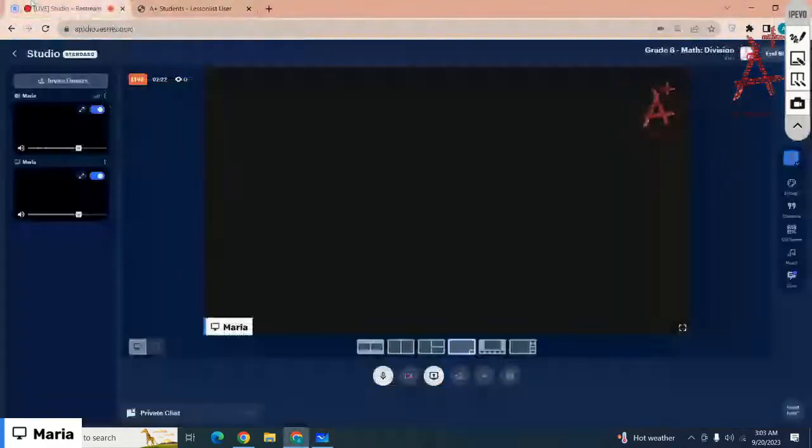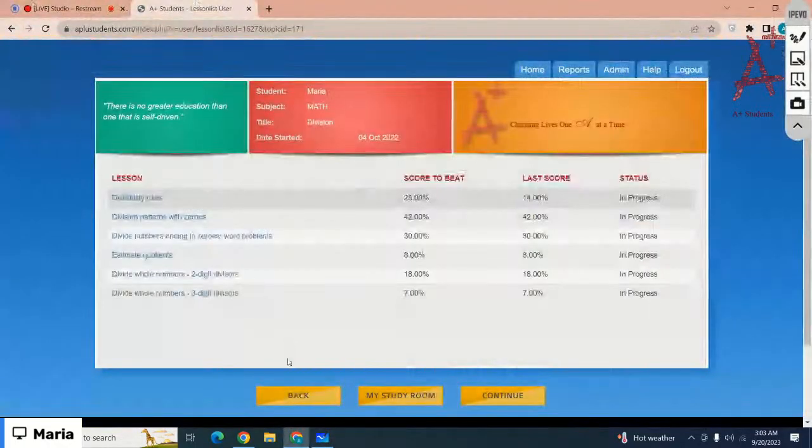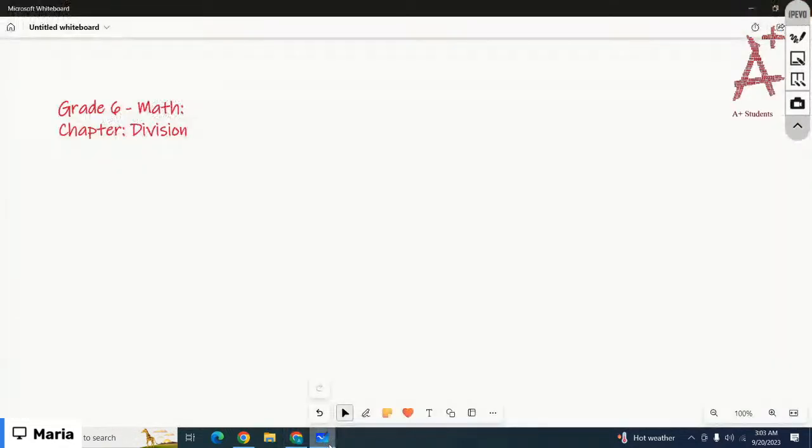Okay, so we're going to start with the chapter division. Let's just start with the lesson. So first we are going to learn the divisibility rules. So what do you know about the divisibility rules?